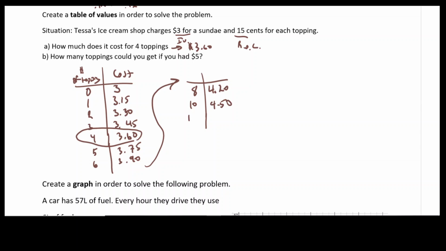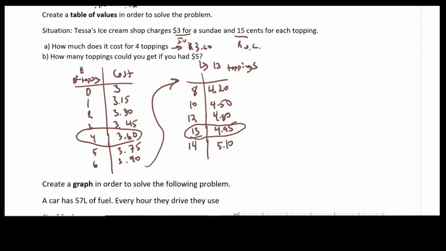$4.50. If I go up 30 cents, another 2 toppings, another 30 cents. Oh, that's getting close. So I'll slow down again. I'll just go up 1 topping, $4.95. And then for this type of question, I do like to go past the $5 to prove that the next one goes over. So the next one would be $5.10. So then I can tell you, if you got $5, you can get 13 toppings.